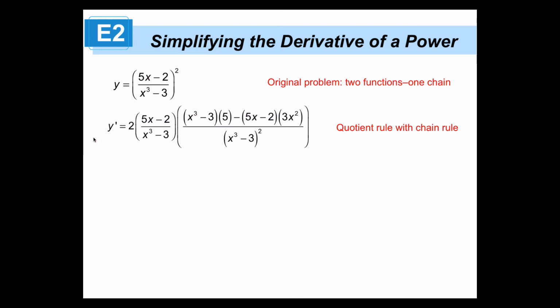So this first part, the 2 and the 5x minus 2 over x cubed minus 3, is the derivative of the outside function, which is the 2. Brought the 2 down, reduce it by 1, leave the inside alone. The stuff in the bigger parentheses behind is the chain of this stuff, which is a quotient rule. Bring the denominator down to the bottom and square it. Bring the denominator up to the top times the derivative of the numerator minus the numerator times the derivative of the denominator.